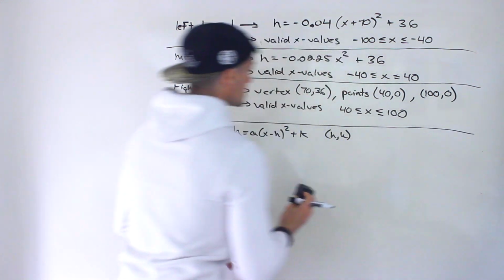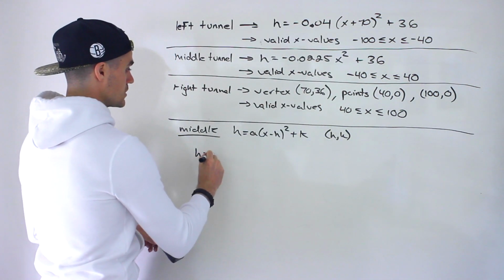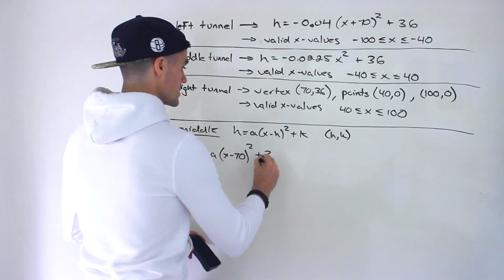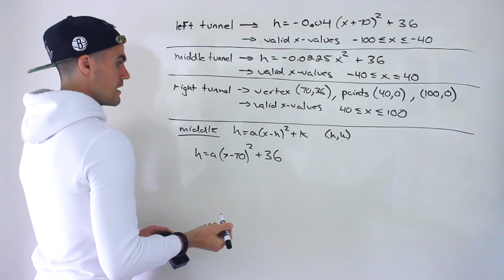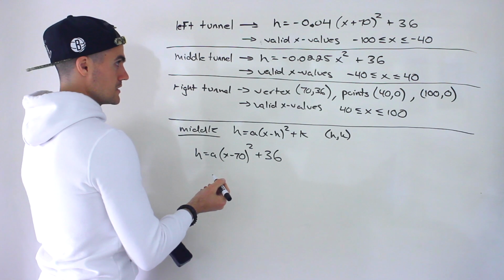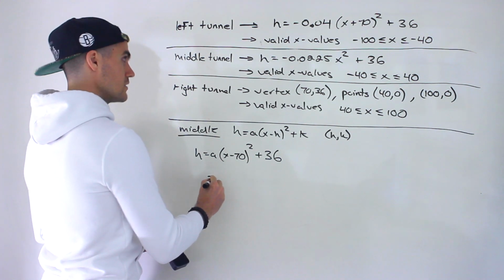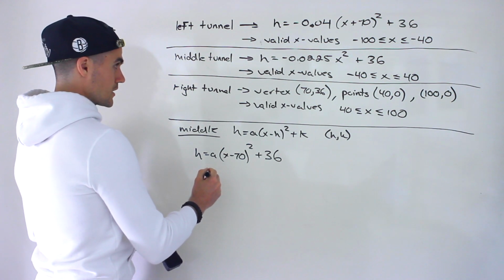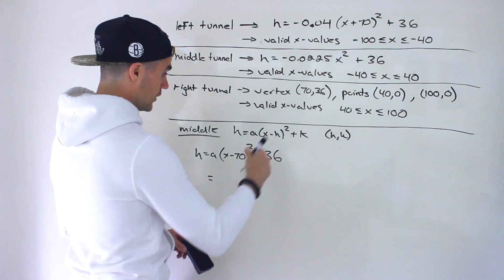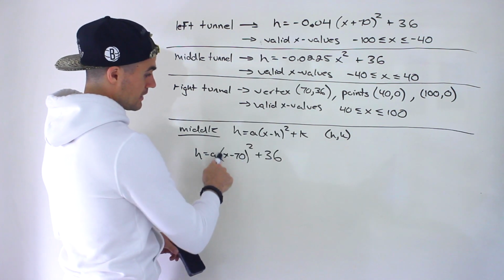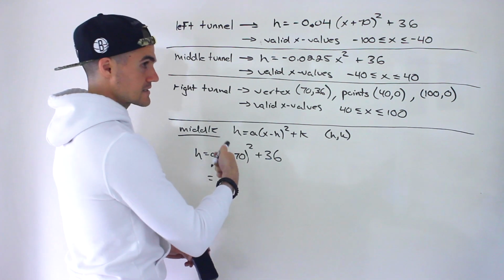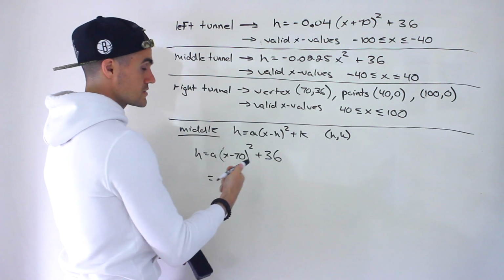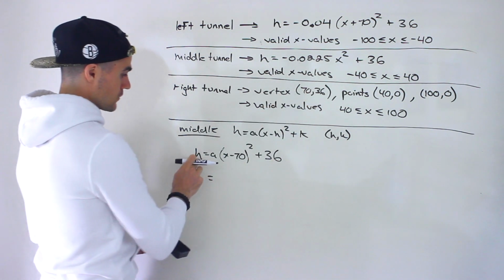Again, same process. So we're given the vertex, so we'll have h equals a times x minus 70 squared plus 36, like that. And then I actually think the a value is going to be the same for this one as the left tunnel. It's only the vertex that is going to be different. So we could plug in either of those points, 40 or 100. So notice if we plug in 40 here, we'll end up with negative 30 to the power 2. That's going to be positive 900. Or if we plug in 100 here, 100 minus 70 is going to be positive 30 to the power 2, which is going to give us 900. And then that 0 is the same for h.